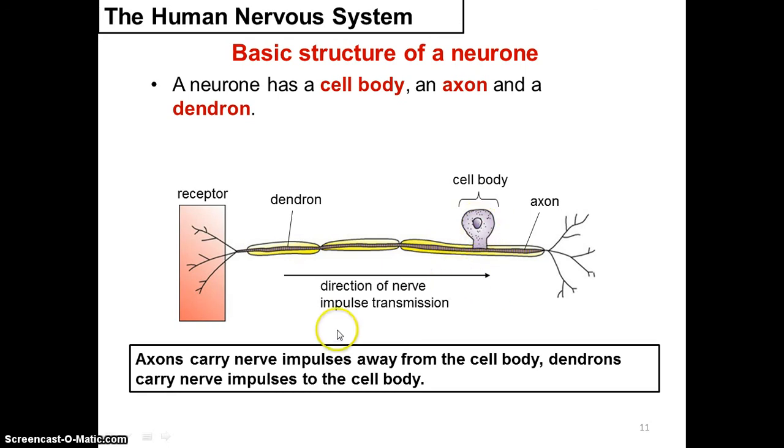Since axons carry the nerve impulse away from the cell body, here is the exit, and here is the entrance. When the neuron receives the signal from the receptor, the direction of the nerve impulse is from the receptor through the dendrons, through the cell body, and out from the axons.